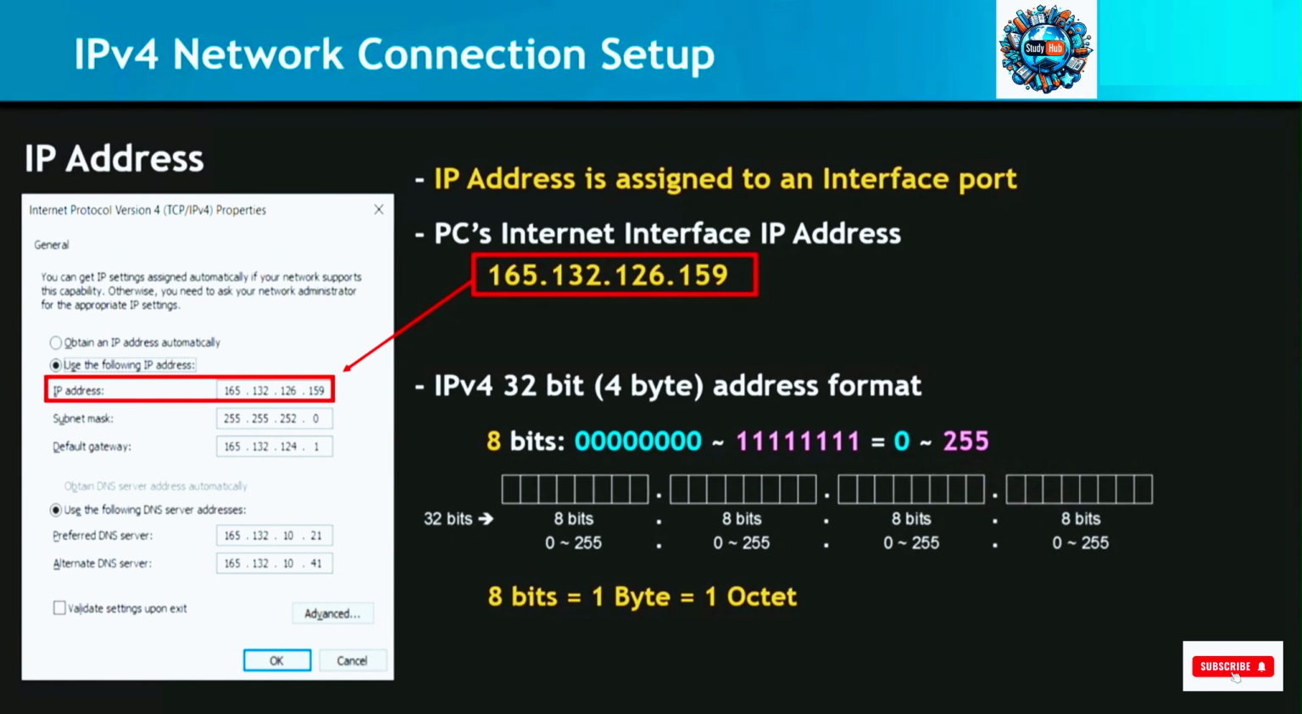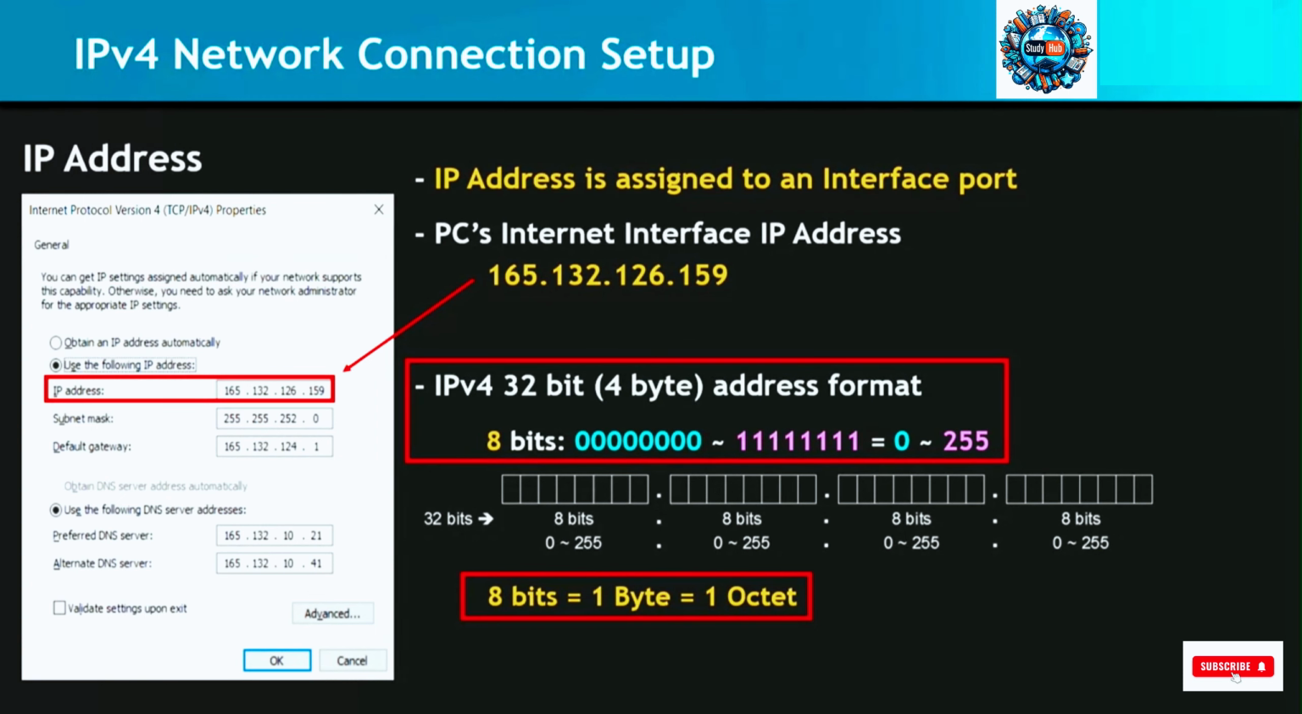The PC's internet interface IP address is 165.132.126.159. And as you can see, the IPv4 32-bit address is listed here in decimal numbers. Actually, it's listed in binary numbers that were converted to these decimal numbers. The 32-bit address is a combination of 4 bytes, and each byte is 8 bits. In addition, 1 byte is also called 1 octet. So a byte and an octet are the same thing. They are each 8 bits.